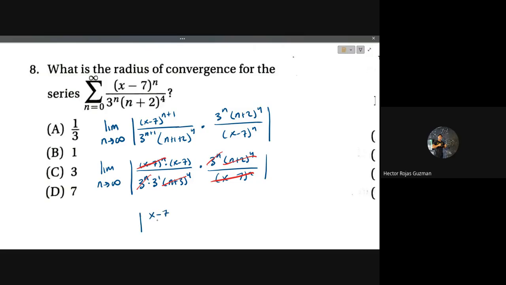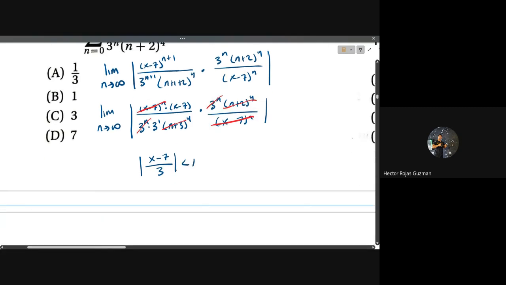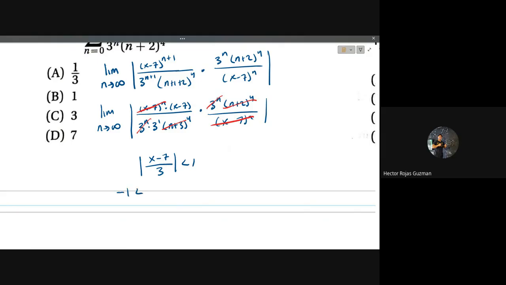value of x minus 7 divided by 3 is less than 1. So that means that negative 1, you know what, let's multiply by 3 already. Negative 3 is less than x minus 7, which is less than 3. Add 7 to both sides, and we should have 4 and 10. The radius, well, if you think of 4 and 10 as the diameter of a circle, right, the radius is halfway, so the radius would be 3.